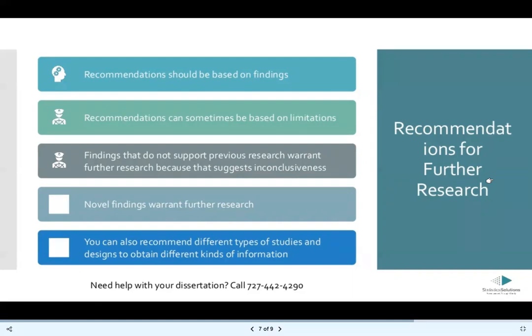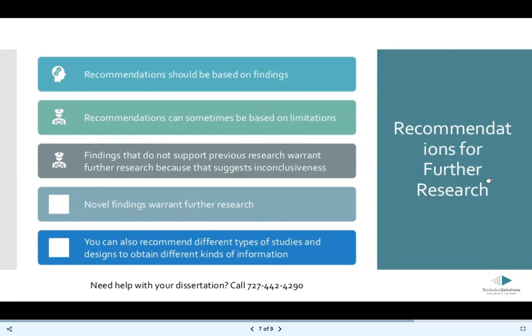Or if your research doesn't agree with previous research, so if your findings are very divergent from what you found in your literature search, that may suggest some inconclusiveness. So you can recommend that even further research be conducted to try to align these findings and understand why this is different from previous research. Are there sampling concerns? Are there bias concerns?